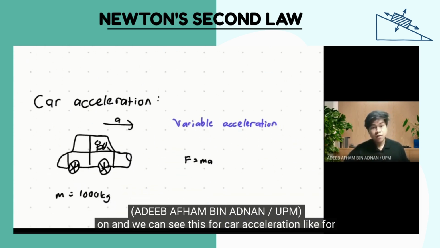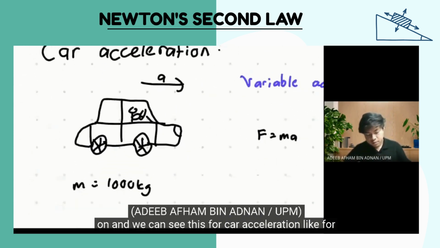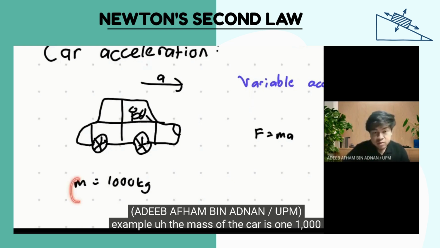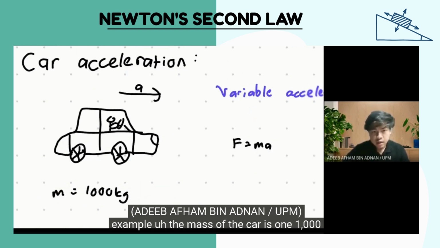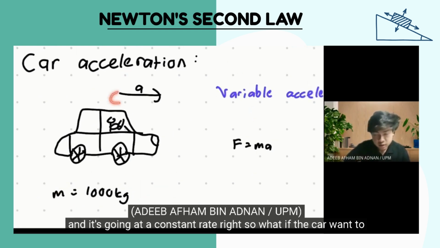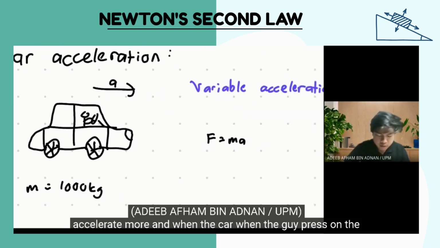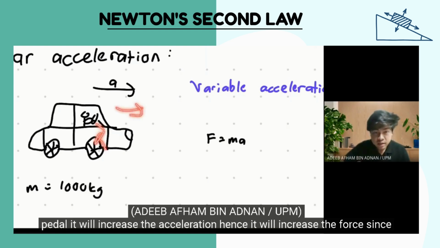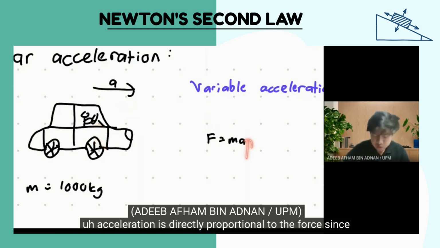So where can we see this applied? We can see this in car acceleration. For example, the mass of the car is 1,000 and it's going at a constant rate, right? So what if the car wants to accelerate more? When the driver presses on the pedal, it will increase the acceleration. Hence, it will increase the force since acceleration is directly proportional to the force.